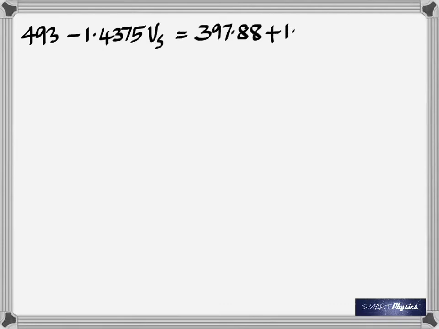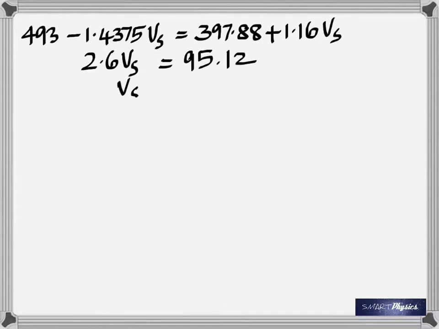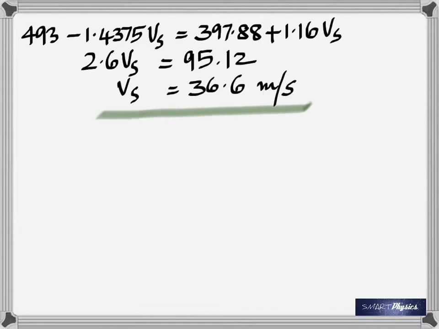Now I can distribute the terms, and you get 493. This is just cross multiplying and distributing the terms. Then bring the terms that have vs onto one side, and you get the answer as 36.6 meters per second.